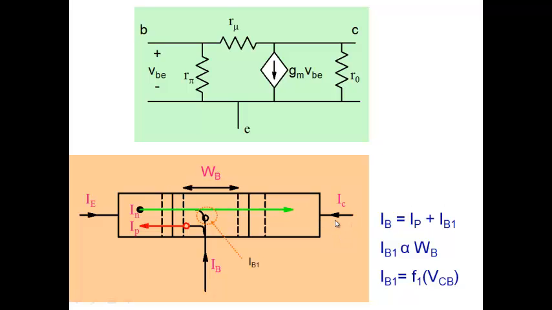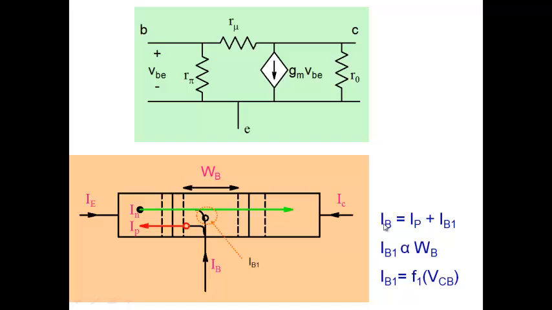Okay? Again, as you change the collector voltage, you change the depletion width here. And as you change the depletion width, you change the effective neutral base region. And as you change the neutral base region, you alter the amount of holes which are recombining. And as you alter the amount of holes recombining, you alter the base current. And thereby you get IB, which is dependent on collector voltage.